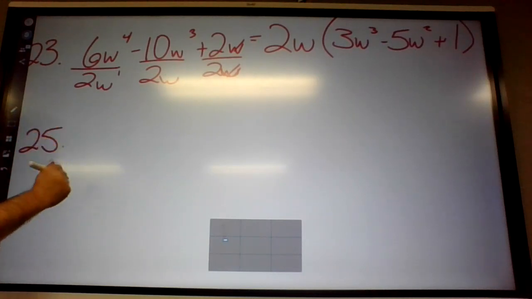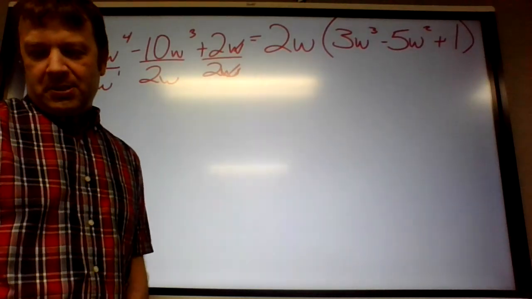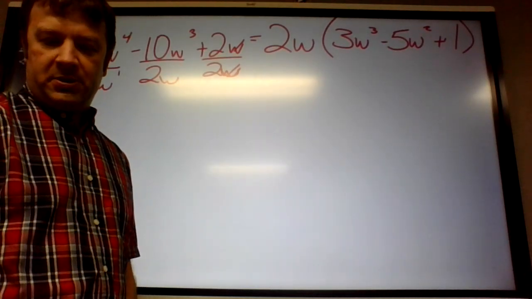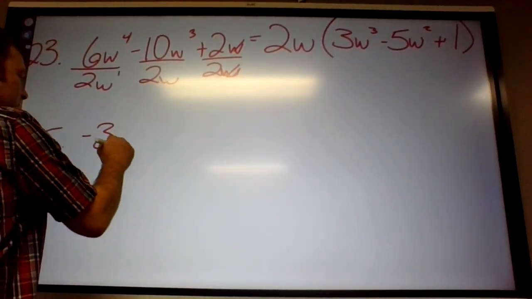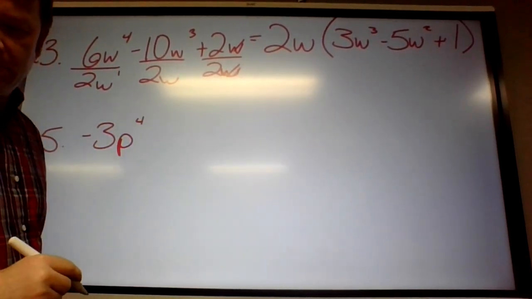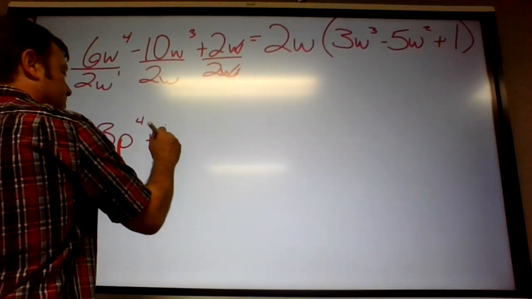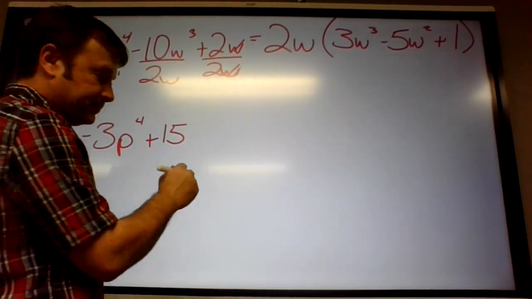Alright, did we finally make it to the end? Everybody kind of got one. Or Allison kind of got 1.5. Negative 3 p to the 4th. If Wyatt would have been here, it would have been right.